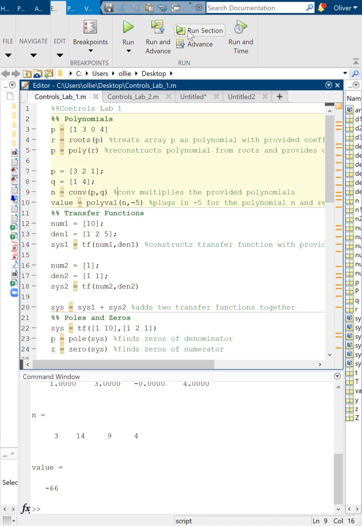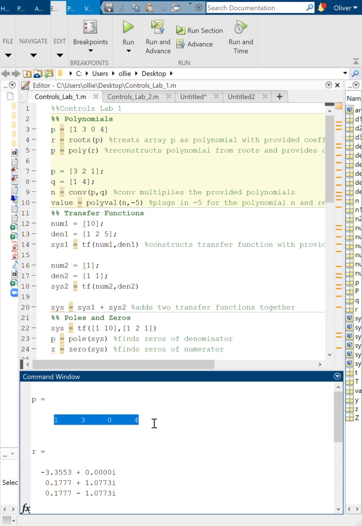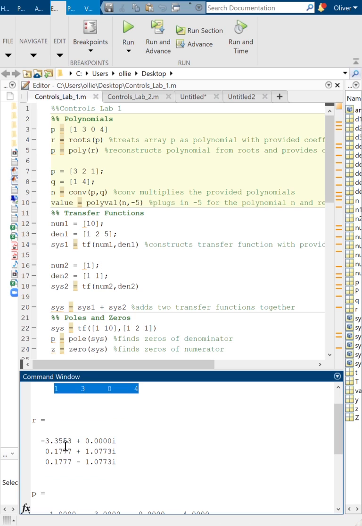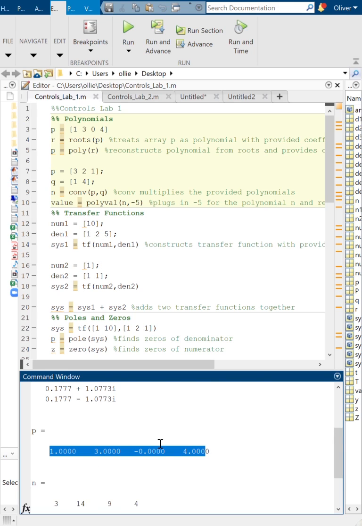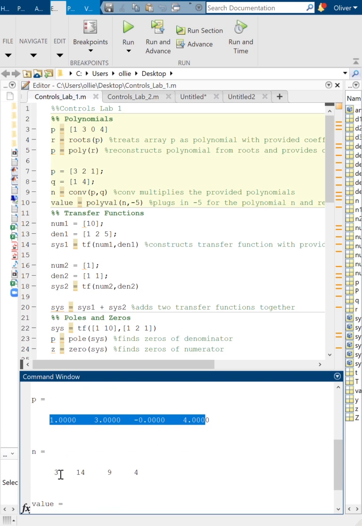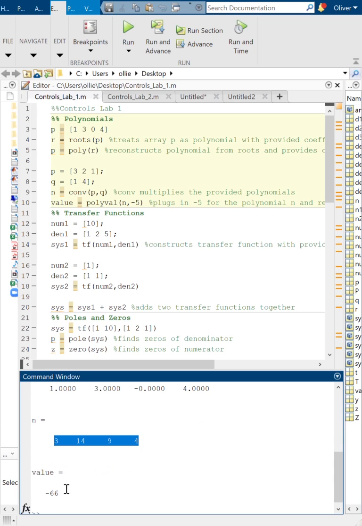So if we run this code, we can see, okay, here's the array of coefficients for p. Here are the roots using the roots function. We can reconstruct the polynomial using the poly function, and then if we multiply the two polynomials together, we get the n polynomial, and it's given here in terms of the coefficients. And if we evaluate at -5, we get -66.